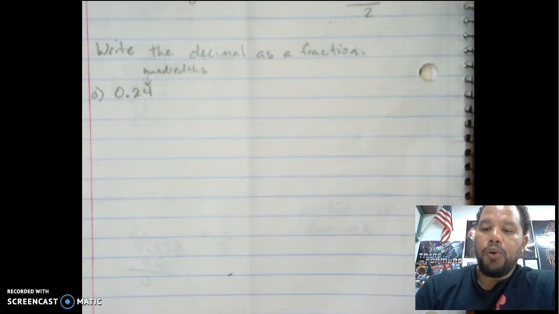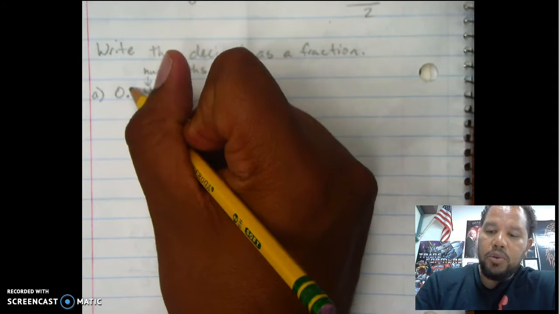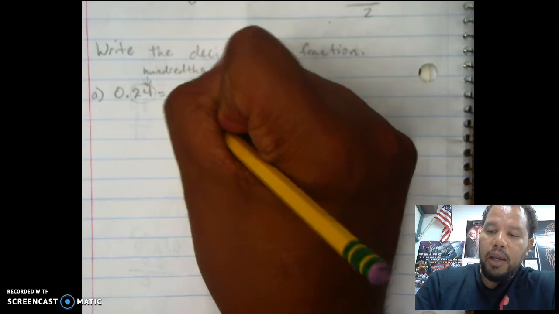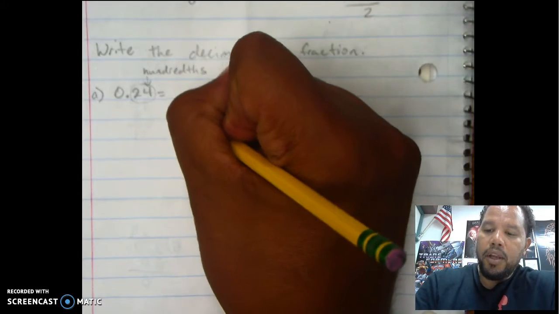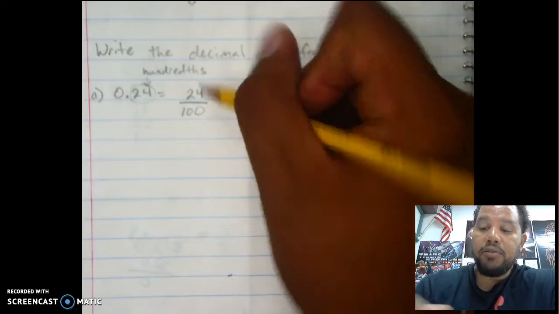And since the 4 is in the hundredths place, we're going to place these 2 digits, the 24, the 2 and the 4, over 100 because the 4 is in the hundredths place. So there is our decimal in fraction form.